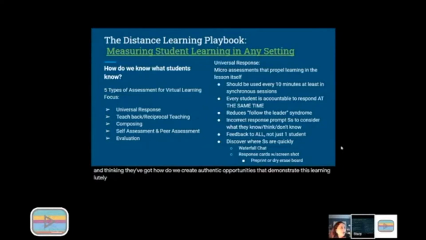The real key idea here is that every kid is accountable for answering the prompt or giving their feedback simultaneously. And the research is showing that we should be using these types of micro-assessments every 10 minutes at least in our synchronous session. Not only is that going to give us increased engagement, participation and accountability, but it's also going to give us those quick checks to make sure our lesson is on target and we're meeting our goals for that day.